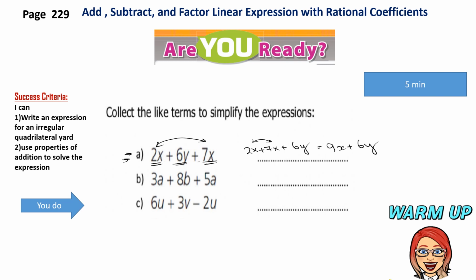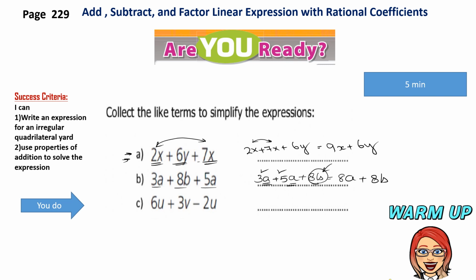Now let's see the second one. 3a plus 8b plus 5a. So again 3a and 5a, they are the same. So write them together and write the 8b in the end. 3a and 5a can be added because they both have the a variable. So 3 plus 5 is 8a, but this 8b has a different variable, so I will write 8b as it is.